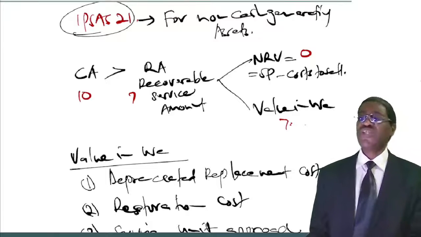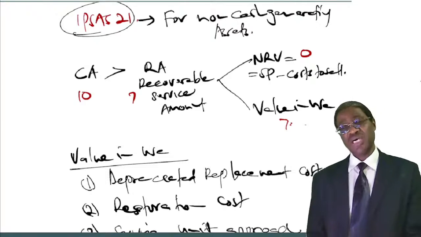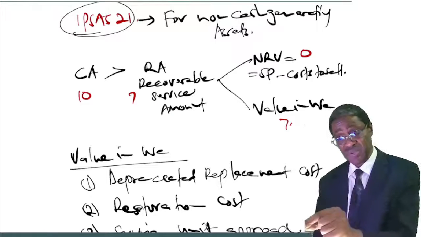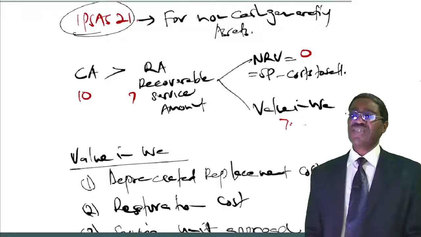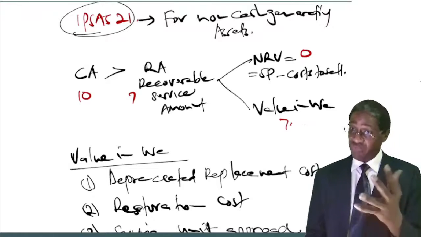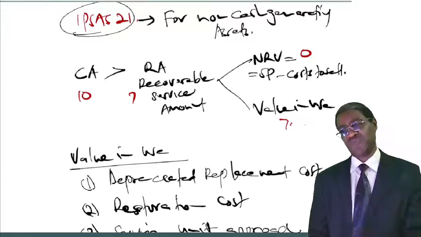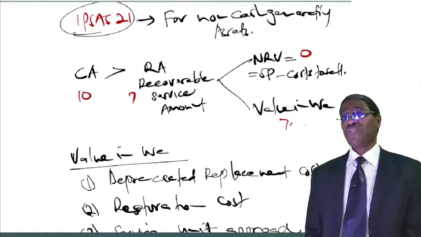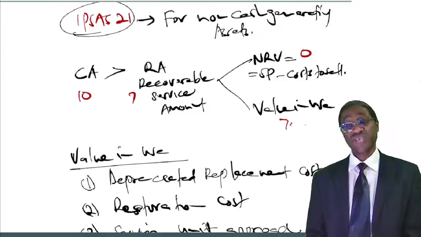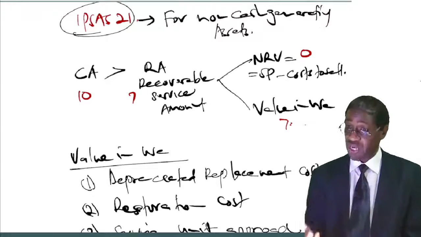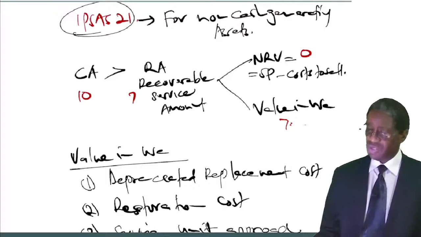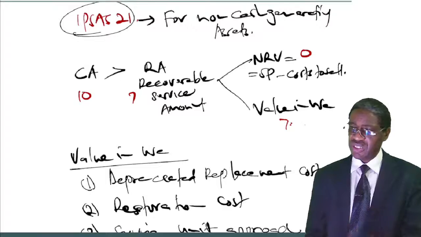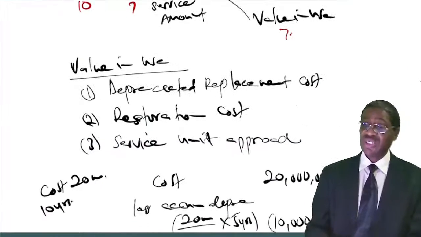Compare that with the carrying amount. And if the carrying amount is higher than the recoverable service amount, we say that asset has suffered impairment. This illustration, obviously it has suffered because the carrying amount is 10 million, while the recoverable service amount is 7 million. So it has suffered a loss of how much? 3 million. Good. So I'm through with the second method of computing what we are calling the value in use.